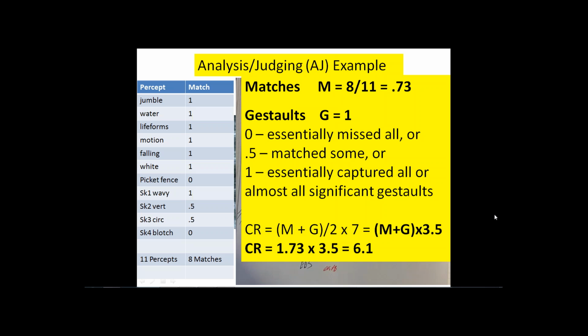Okay. And then Deborah. Deborah got a 1 for the gestalt and 8 out of 15 for the matches. So if someone could do the arithmetic for me. I'll do it. Okay. But it's going to be roughly 0.75 times 3.5. It's going to be almost a 5. If you look at it as a CR, Deborah, you've done enough of this judging. Do you think 5 is about right?